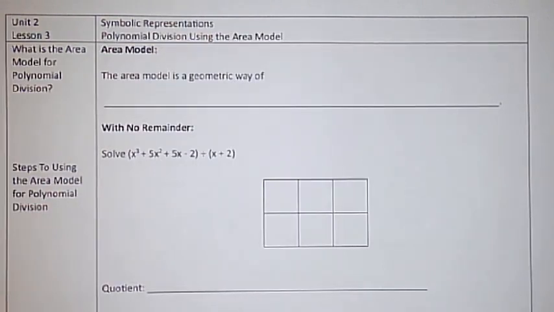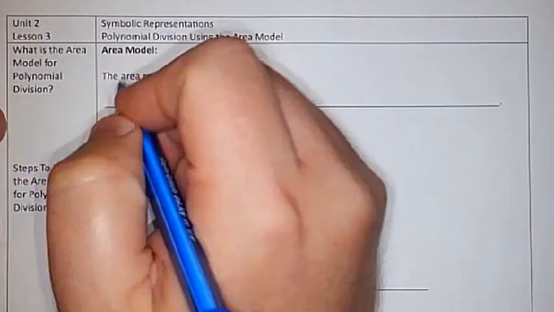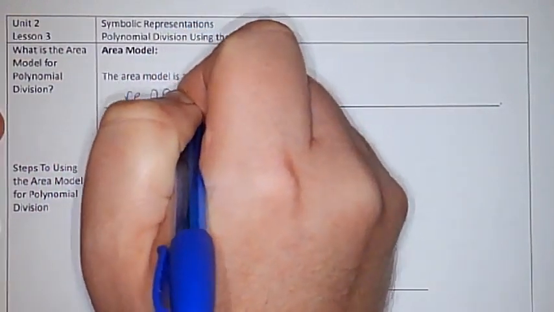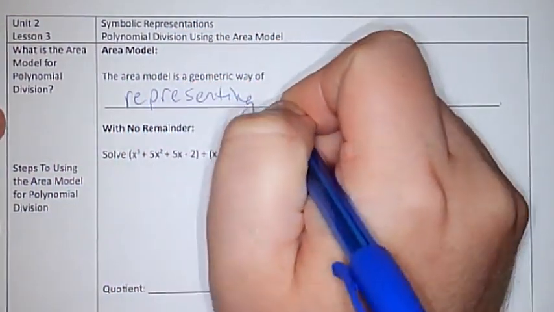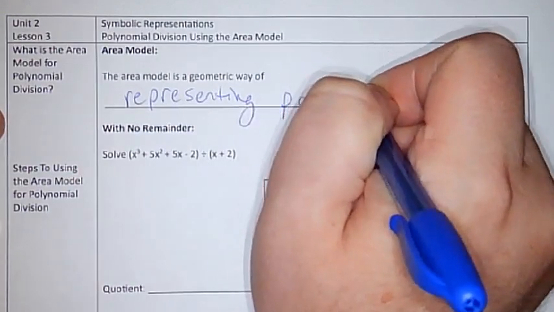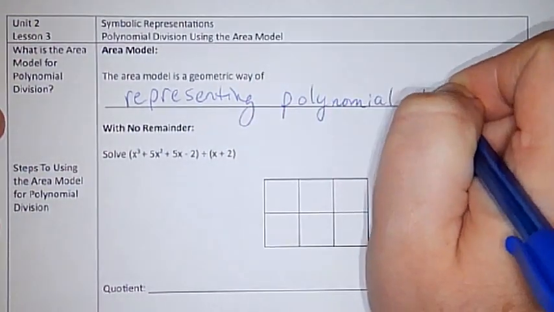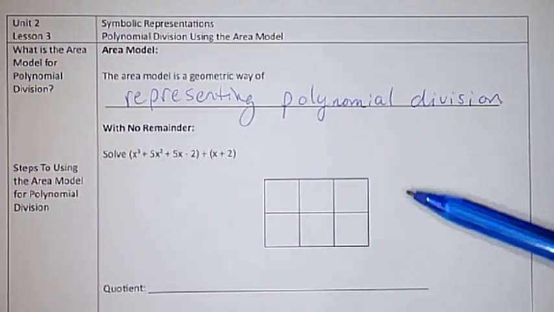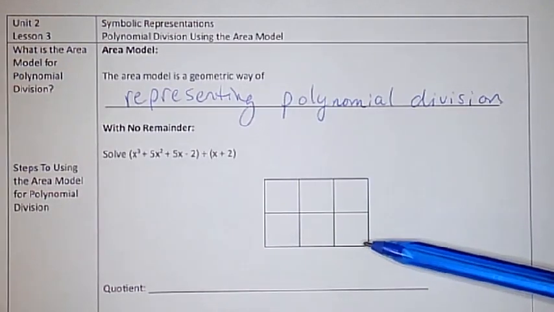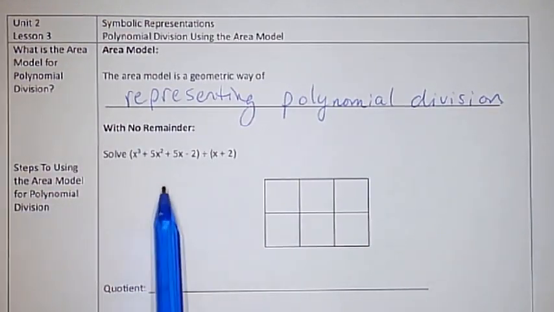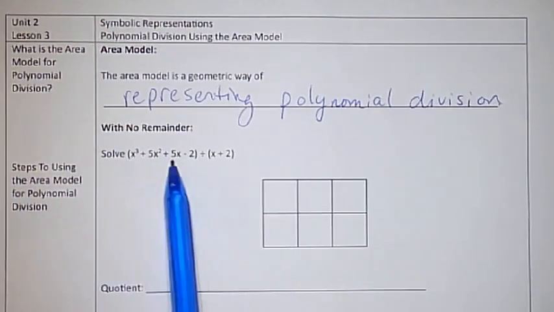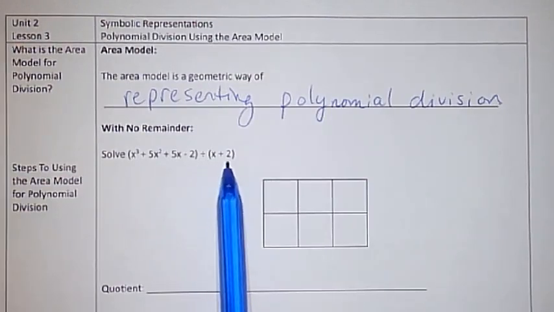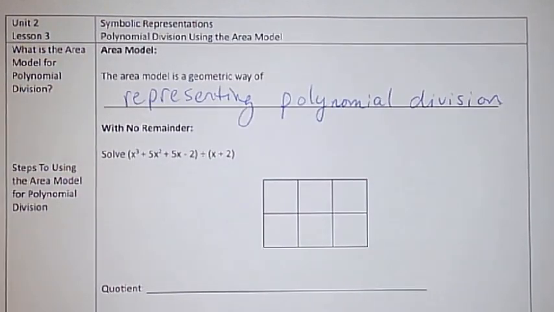So diving right in, the area model is a geometric way of representing polynomial division. We begin with this idea that we have a box setup which represents our dividend, that thing that we are dividing, and our divisor.